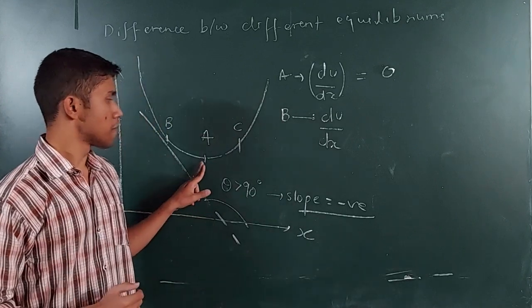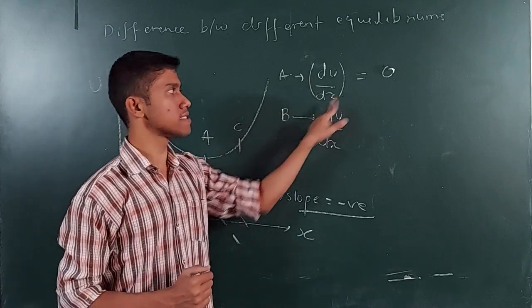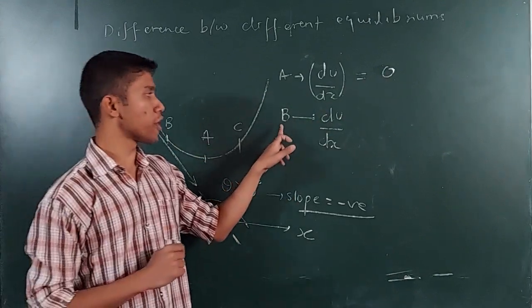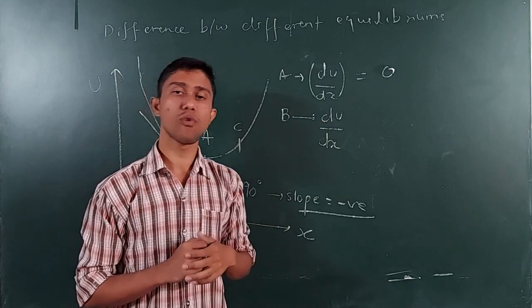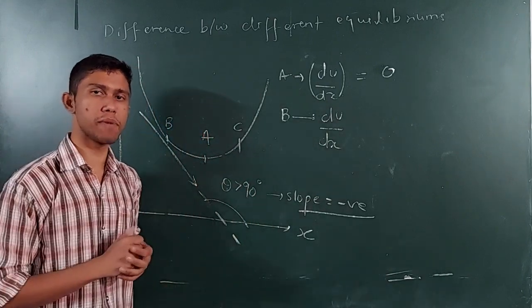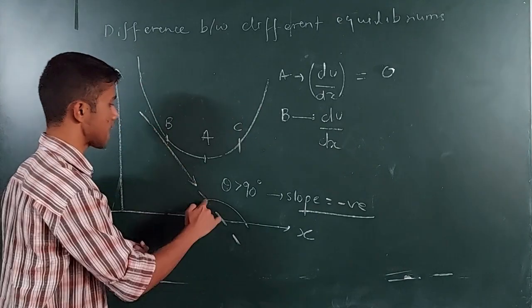I know for point A, the du by dx is 0 because A is the point of equilibrium. Now I go to point B to find out du by dx. I know what is du by dx. It is slope. So I will find out the slope at point B by drawing a tangent. So I draw a tangent.